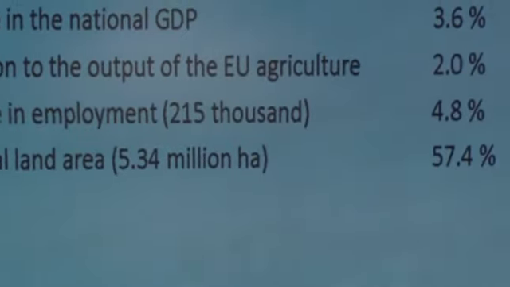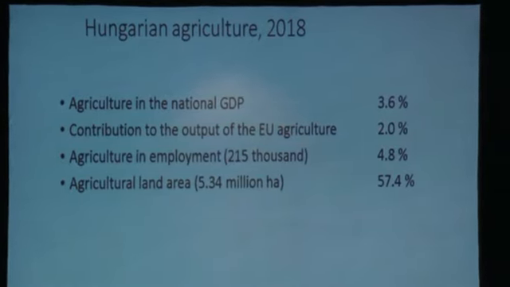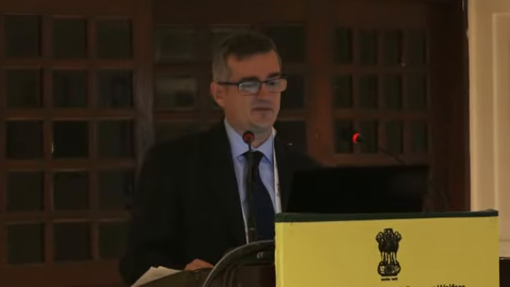So first, let me tell you some facts about the Hungarian agriculture. In Hungary, the land area takes 57% of the total territory of Hungary, which is quite high compared to the other EU countries. And perhaps this is one of the reasons for the share of agriculture being quite high also. This is 3.6, the share of agriculture in the national GDP compared to other EU countries. And Hungary is not a big country, so our contribution to the output of the EU agriculture is 2%.